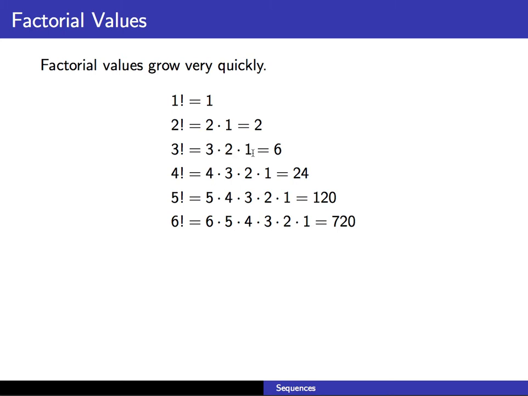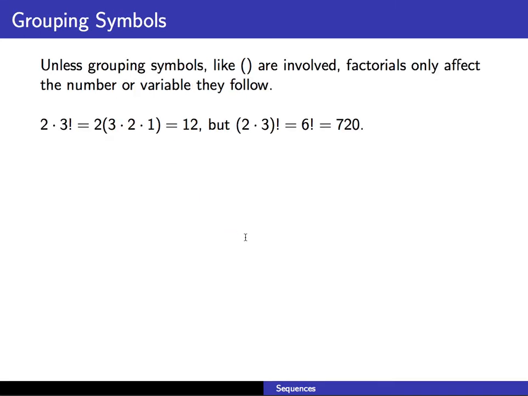So we have 3 times 2 times 1. So 4 factorial is 4 times that 3 times 2 times 1, or 4 times 6, which is 24. 5 factorial is 5 times this result of 24, which is 120. Then 6 factorial is 6 times the previous result of 120, which is 720. So notice we see these same patterns in each new factorial.